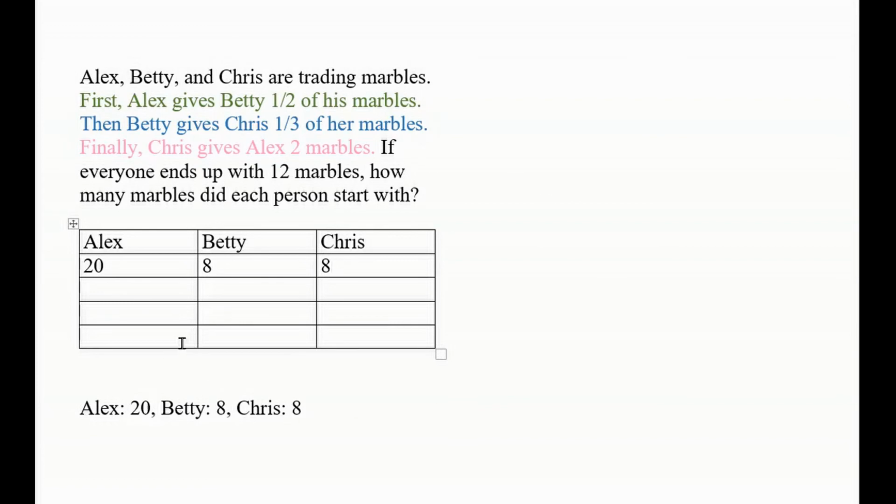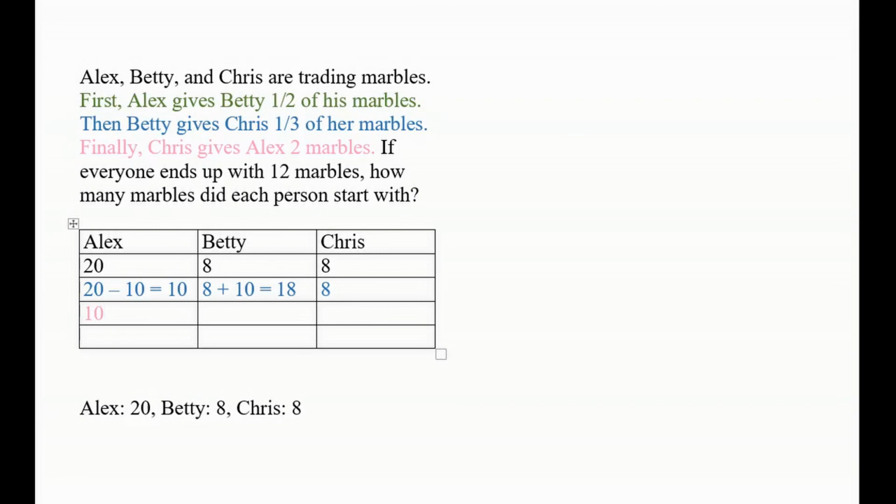So the green sentence of the question says, Alex gives Betty half of his marbles. So, okay, take 20, subtract 10, and we get 10. 8, Betty received those 10 marbles. 18. And this one for Chris, nothing changed. I'm going to leave it alone and write 8. Now what happened? We are now working with the blue sentence. I'm going to leave 10 for Alex because this is not going to change.